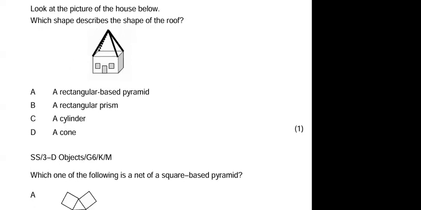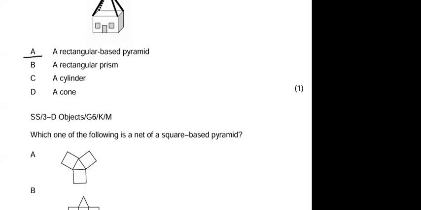Alright, this one says, look at the picture of the house below. Which shape describes the shape of the roof, or just the roof alone? So that looks like a square base pyramid. But that's a rectangle. So I would say a rectangle base pyramid. It's not a square, but a rectangle. So definitely that one. Alright.